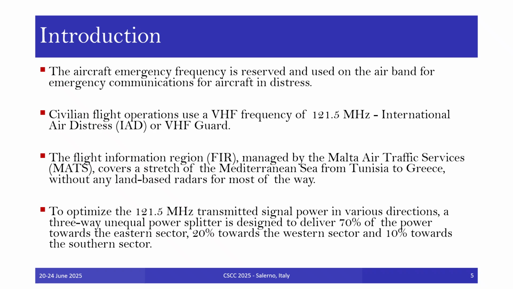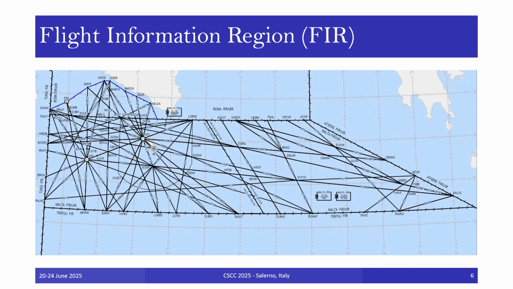Mediterranean Sea from Tunisia to Greece, without any land-based radars for most of the way. Thus, to optimize the 121.5 MHz transmitted signal power in various directions, a three-way unequal power splitter is designed to deliver 70% of the power towards the eastern sector, 20% towards the western sector, and 10% towards the southern sector. This slide shows the FIR managed by the Malta Air Traffic Services.